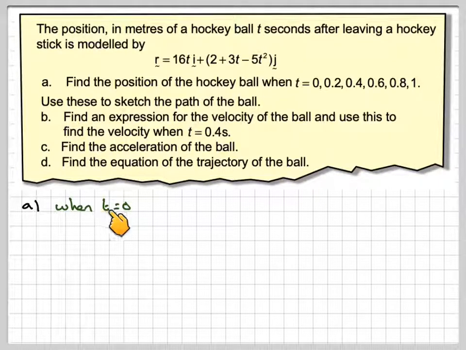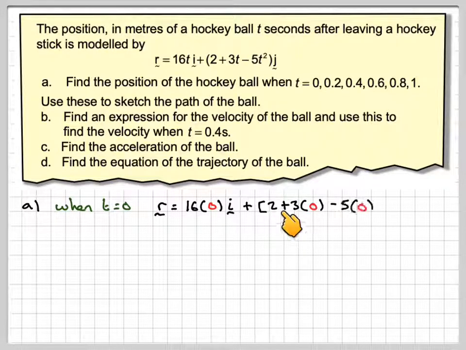Okay, so when t is equal to 0, we'll just replace t with 0 in this. So we're going to get 16 times 0 i plus 2 plus 3 times 0 minus 5 times 0 squared j. And that will give me 0i plus 2j, and we'll plot the point on the graph, 0, 2.